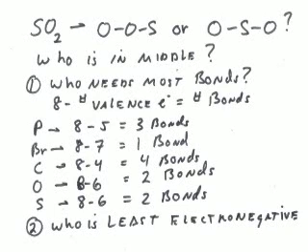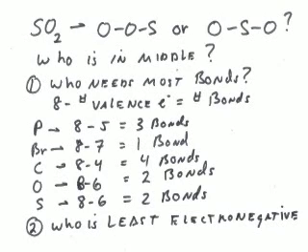end up in the middle? Are the two oxygens going to be side by side with the sulfur out on one end? Or is the sulfur going to be in the middle surrounded by both the oxygens? And this is something that comes up anytime you're talking about a molecule. Who ends up in the center? Who ends up surrounding it?